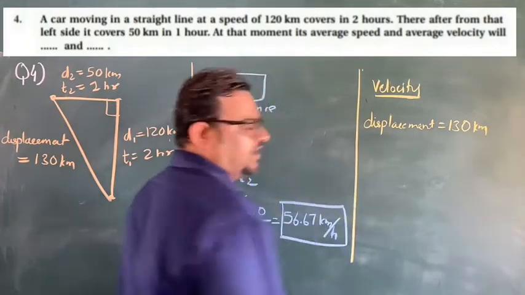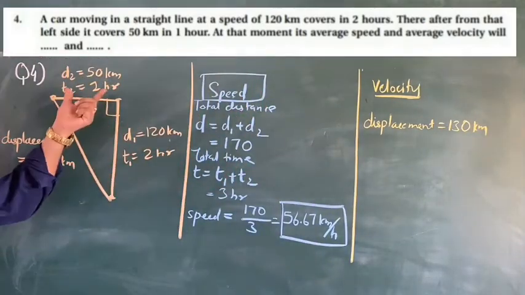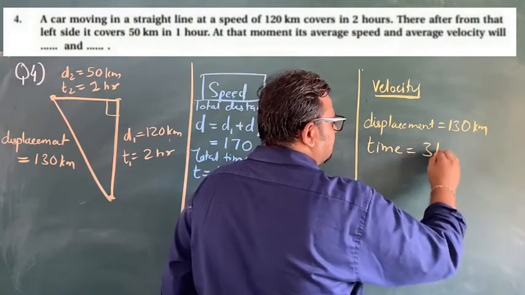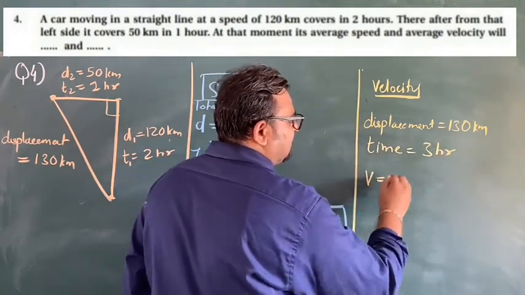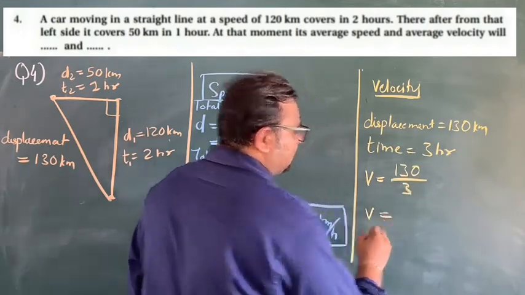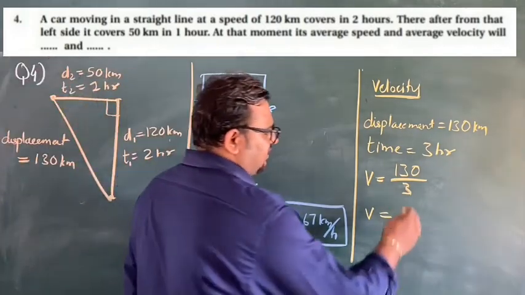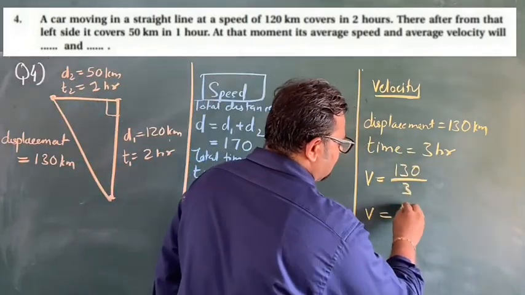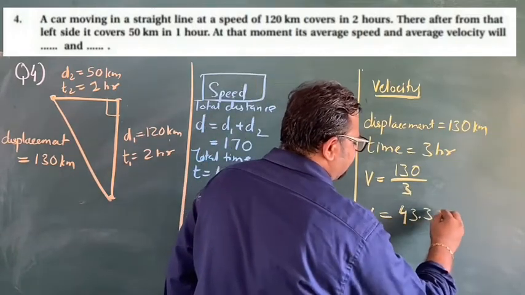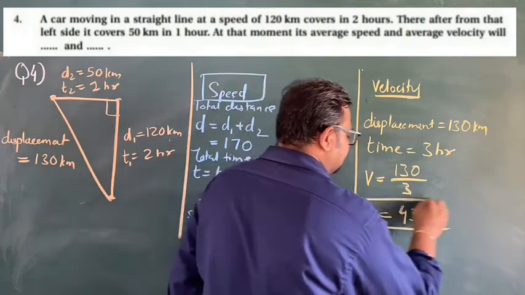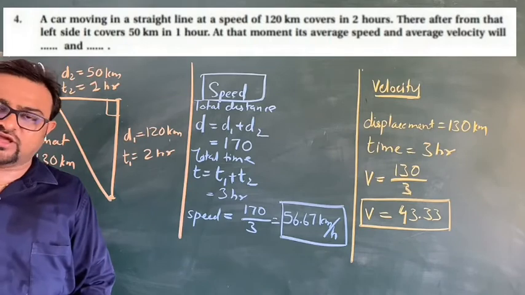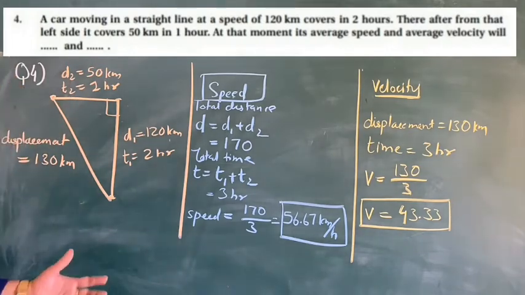So for velocity, what is the total displacement here? 130 kilometers. What is the total time? 2 hours plus 1 hour, that is 3 hours. So velocity will be equal to displacement upon time, so v will be equal to 130 by 3, which is 43.33. So this is the velocity and this is the speed. Just note this down.